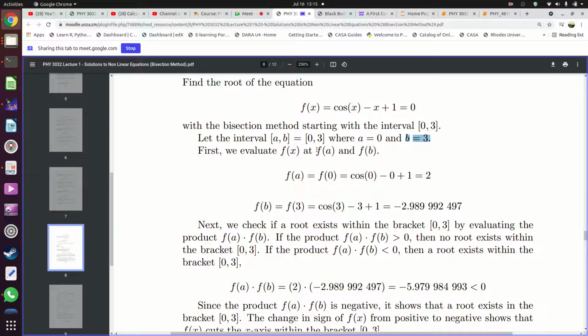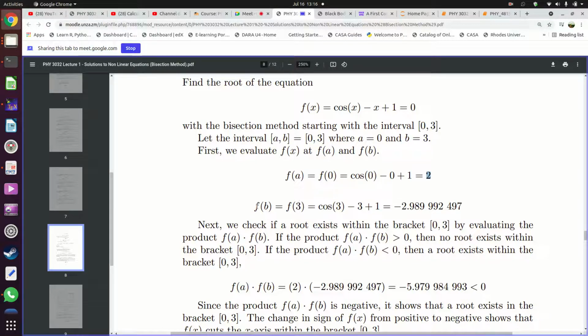So we have to evaluate f of a, and we also have to evaluate f of b. In this case, f of a is going to be equal to f of 0. Hopefully at this point you have set your calculator to accept angles in radians. So that's going to be cos 0 minus 0 plus 1. And cos 0 is basically 1. 1 minus 0 plus 1 should give you 2. So f of 0 is 2. As you can see, this 2 is a positive number, so it's greater than 0. So your function at f of 0 is positive.